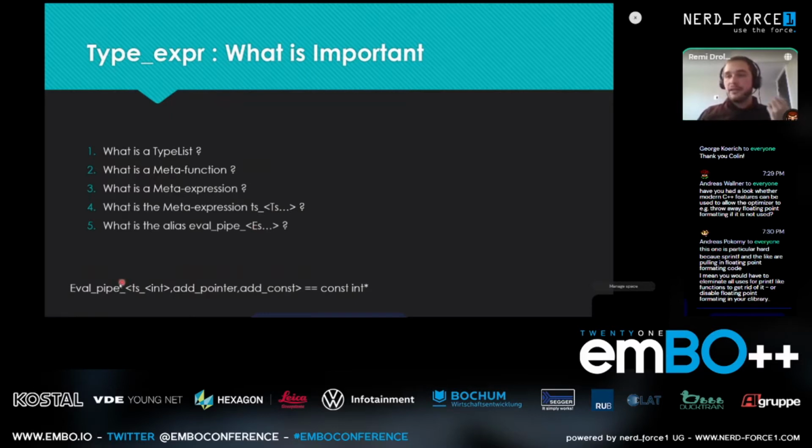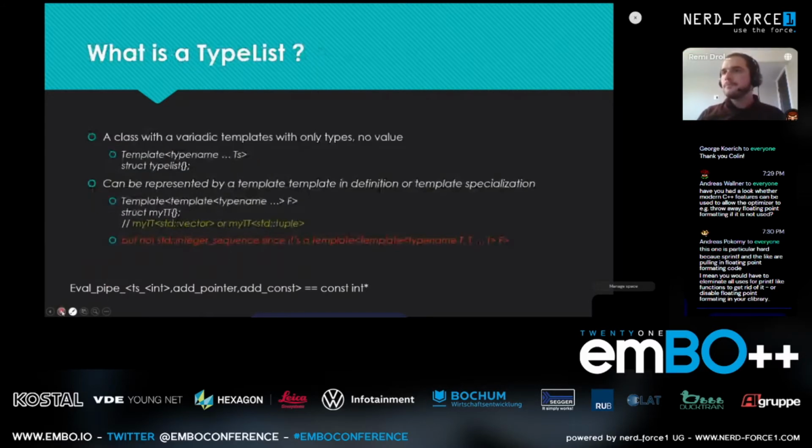First of all, eval pipe. Well, I'll just put at the bottom of the screen just a function so that we can refer to what it is when I talk about it. So let's start. So a type list. Type list is basically just a variadic template on a struct. This is the most basic one, and yeah, that's basically it. That's just a type list that can hold 0 or an infinite amount of types.